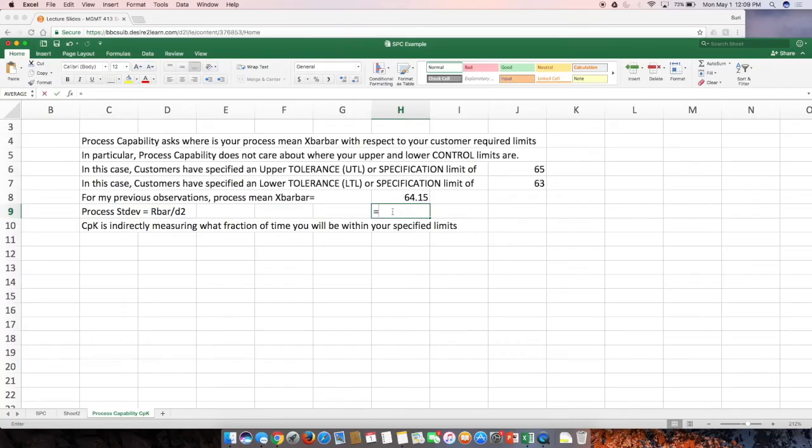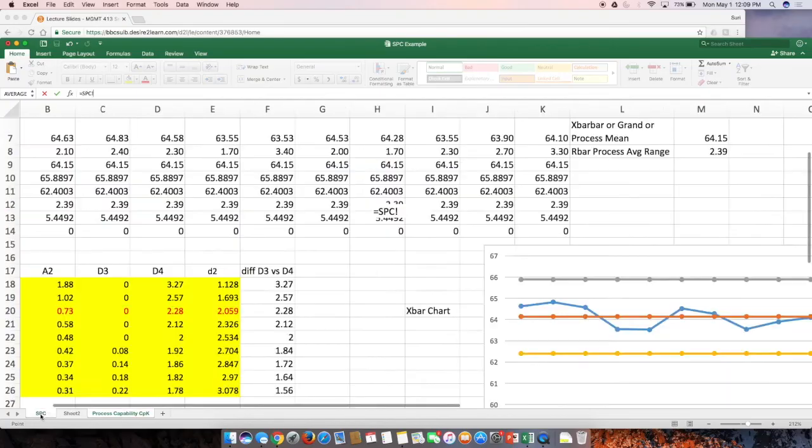So what was my R bar? Help me out. Go look at the table you had. What was my R bar? 2.39. I'm going to go collect it. This is my R bar. And what is my small d2? 2.059. That's just the formula.